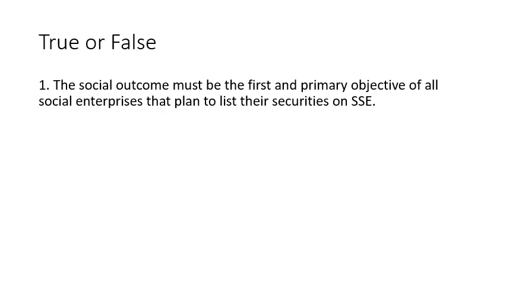So here is the first question. The social outcome must be the first and the primary objective of all social enterprises that plan to list their securities on social stock exchange. Is this statement true or false? This statement is actually false. It is not social outcome, while the right answer is that it is social intent. So if you get a statement like this, you should be mindful of the fact that it is social intent and not the social outcome.